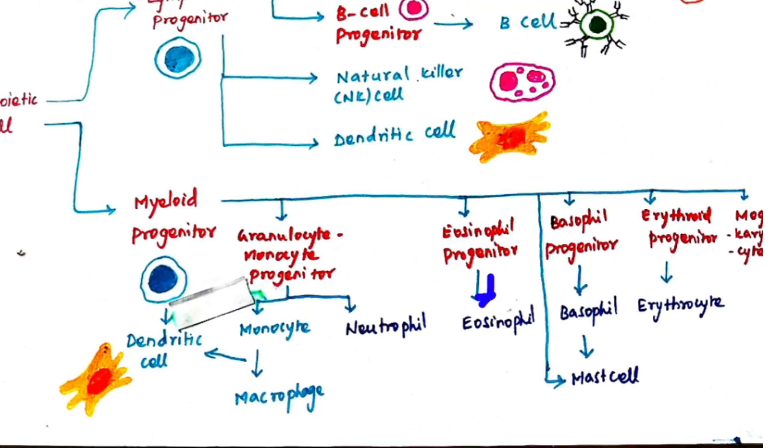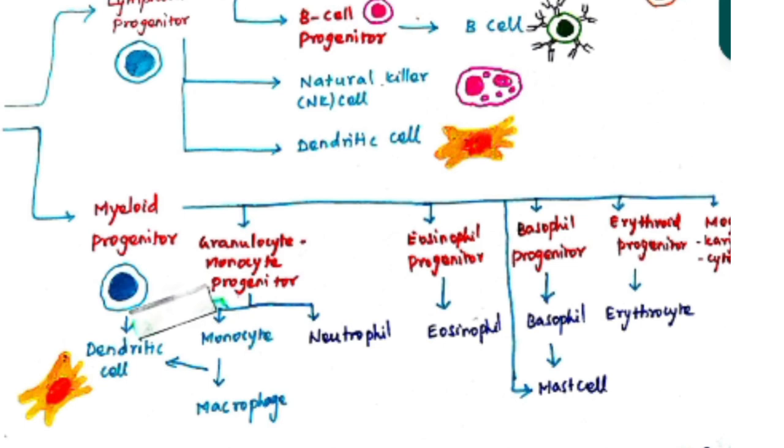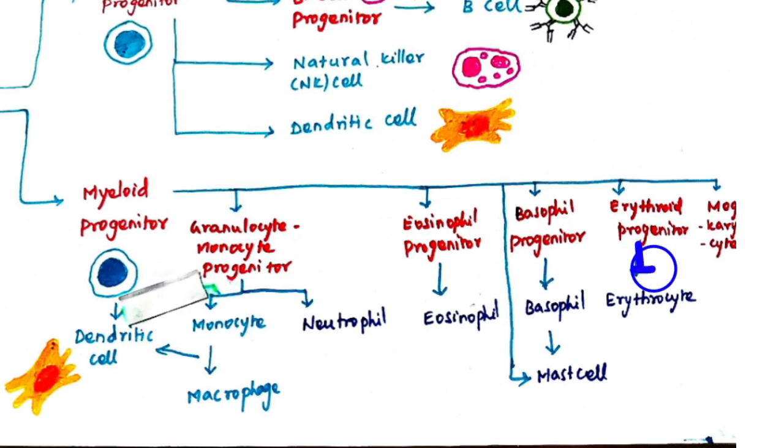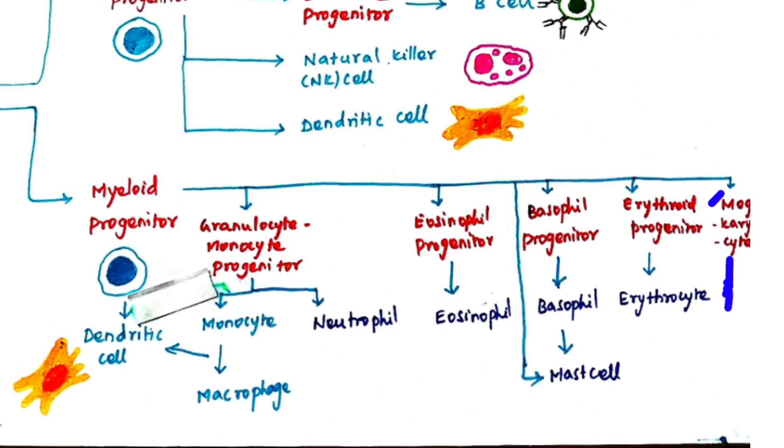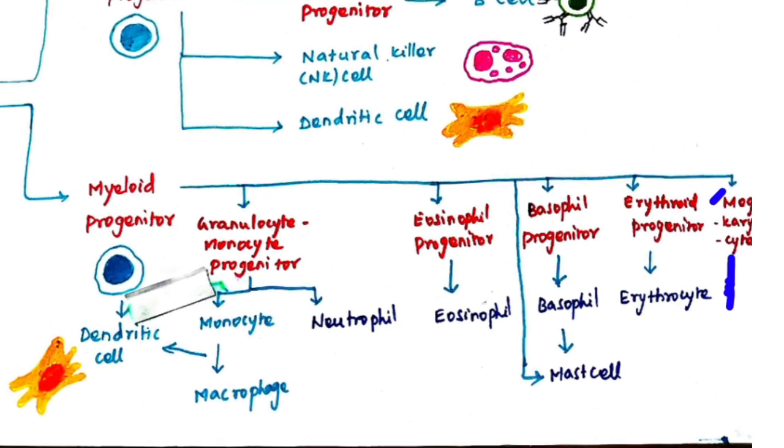Eosinophil progenitor gives rise to eosinophils. Basophil progenitor gives rise to basophils and mast cells. Erythroid progenitor gives rise to erythrocytes. This erythrocyte helps in transporting oxygen and carbon dioxide. Then megakaryocytes differentiate into platelets. They have the function of preventing and stopping bleeding by forming a blood clot.